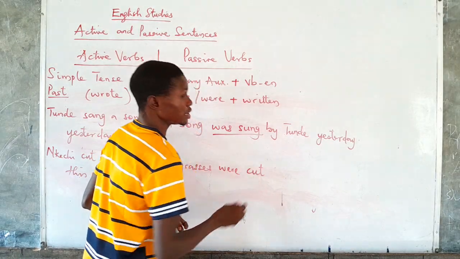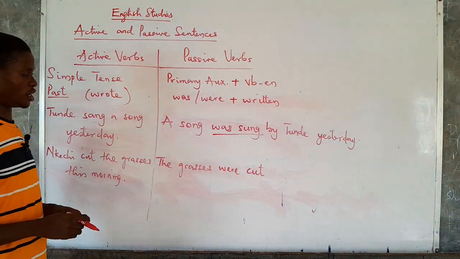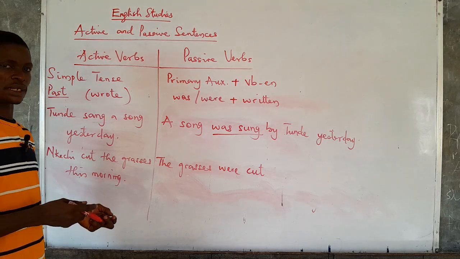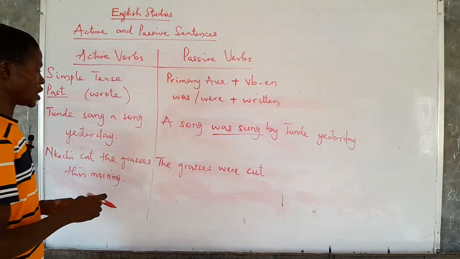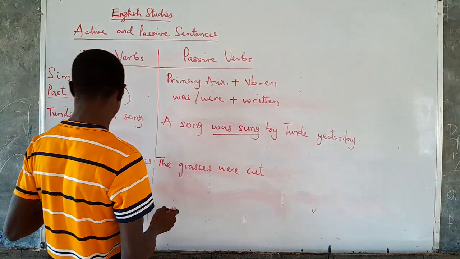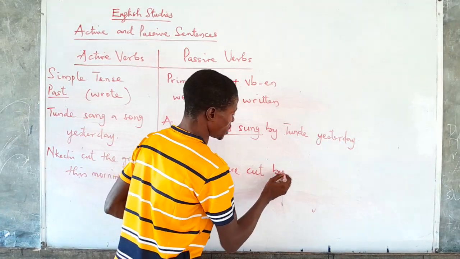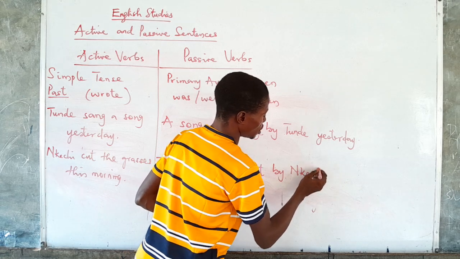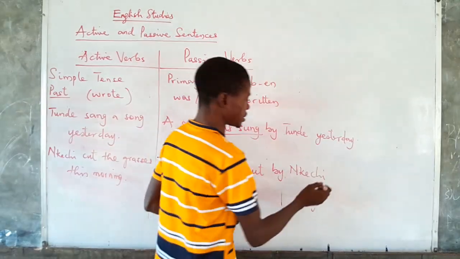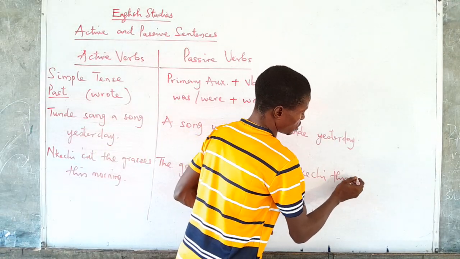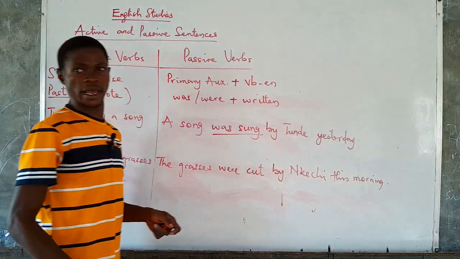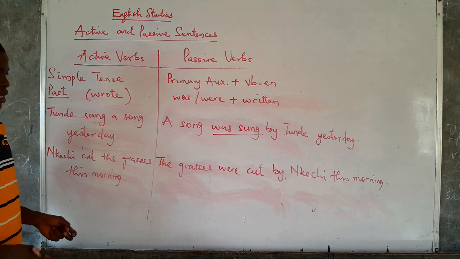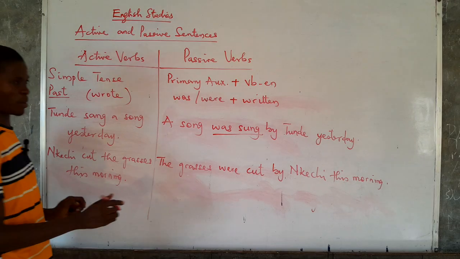Do not forget regular and irregular verbs. Cut, present; cut, past; cut, participle. Now, the grasses were cut by whom? By Nkechi. When? This morning. Simple as A, B, C as well. That one is not problematic at all.